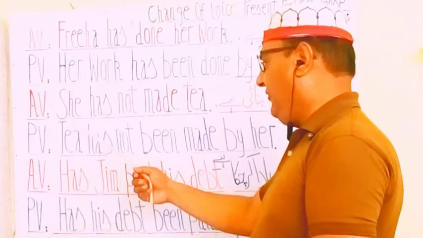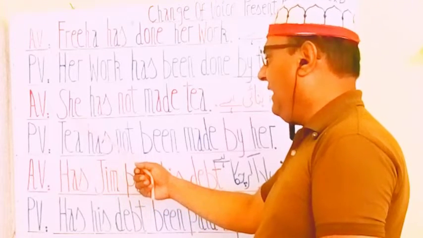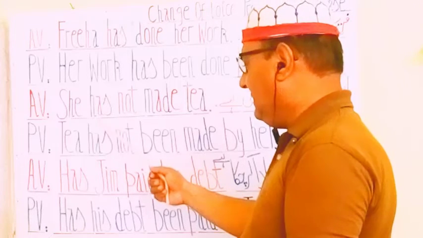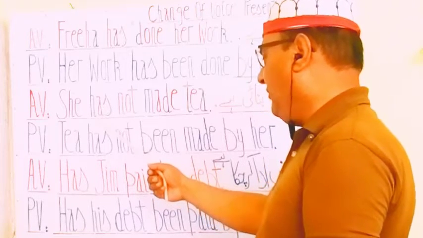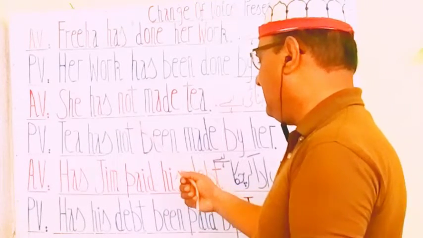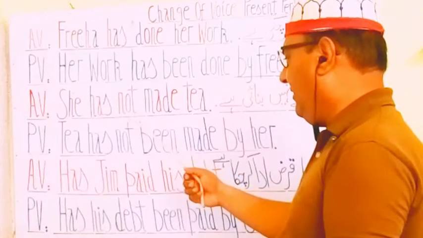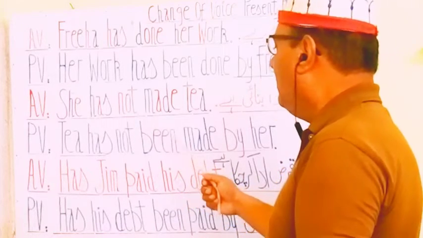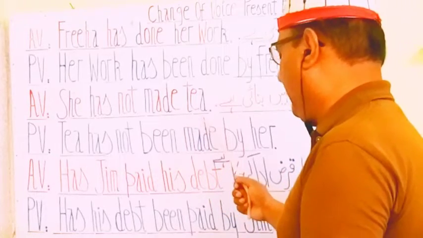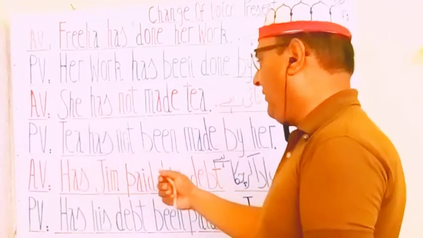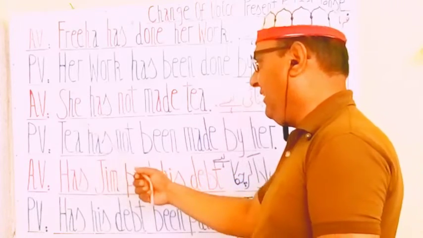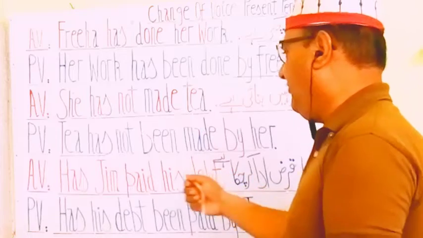Here see, my students, she is the subject. Has is the helping verb. Not is added here for a negative sense, and made is the third form of the verb, and tea is the object. So this is the present perfect tense. She has not made tea, and this is a negative statement.